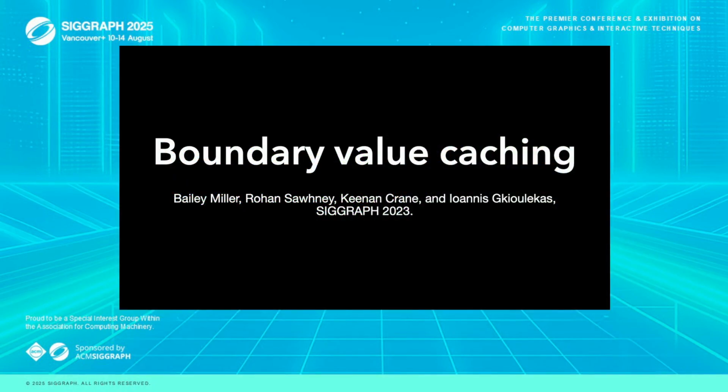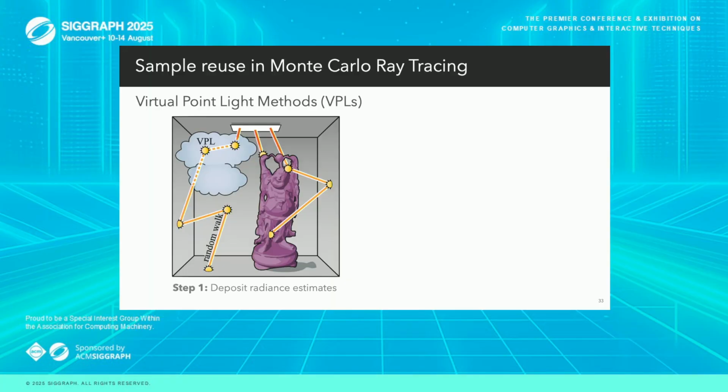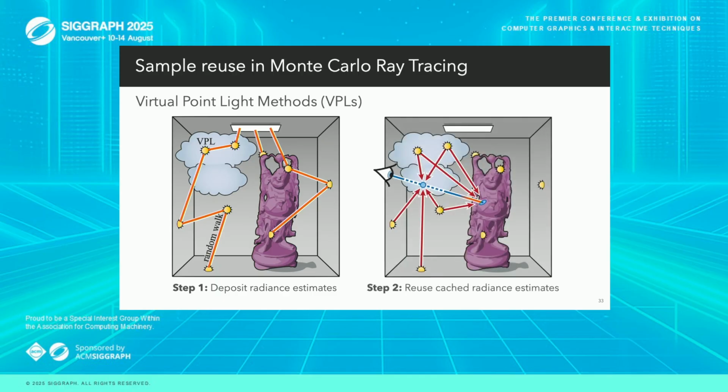Okay, so the second technique that I wanted to talk about is boundary value caching from Bailey and Rohan and others here. And this one takes a more direct inspiration from techniques in rendering, so-called virtual point light methods. These methods essentially accelerate rendering by depositing radiance values within the scene first, and then at each shade point during rendering, they can quickly figure out the contribution from each of these so-called virtual point lights to each shade point.